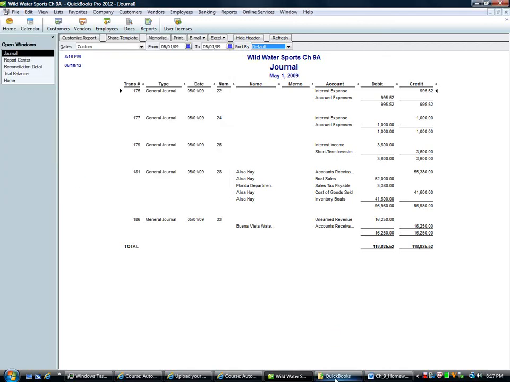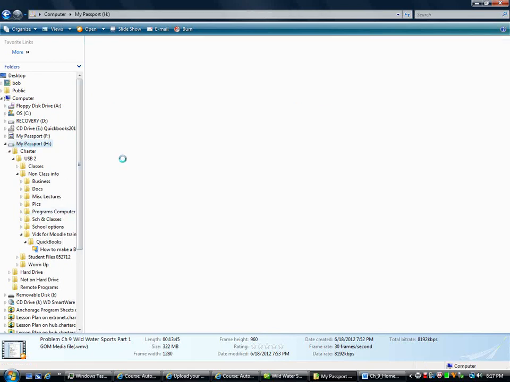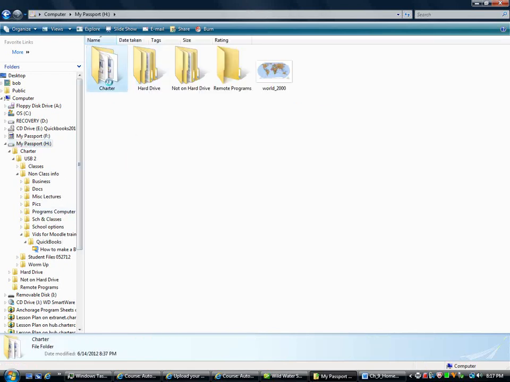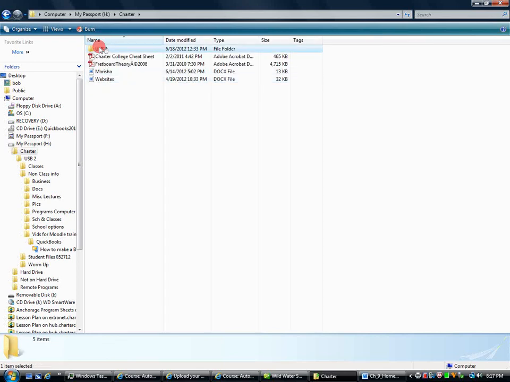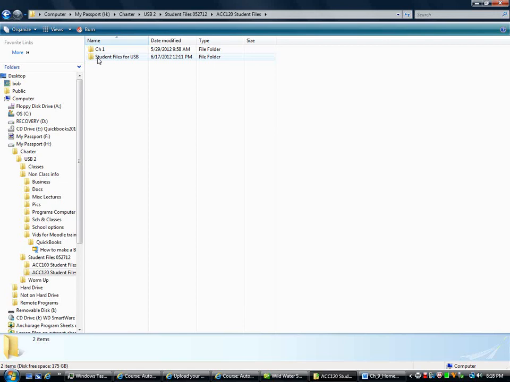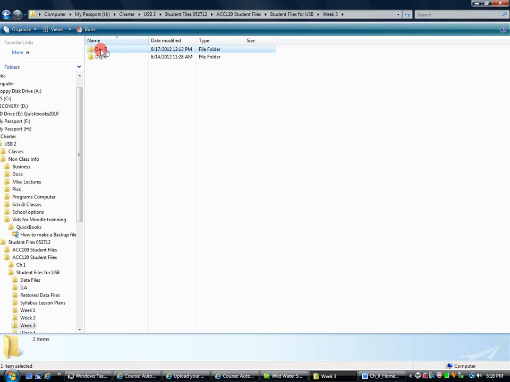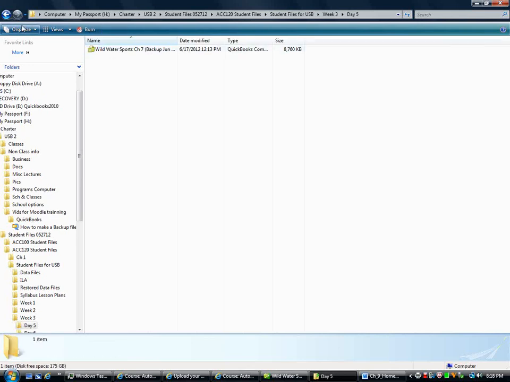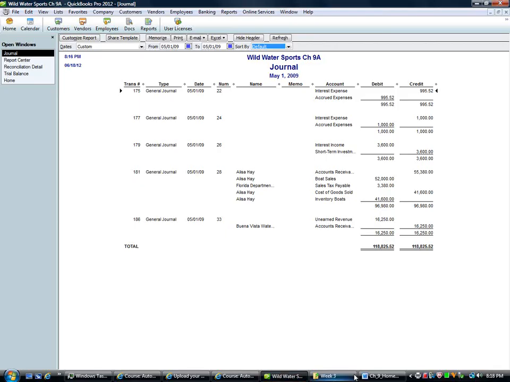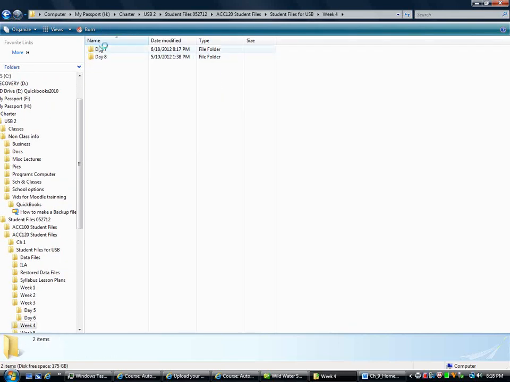Save it, and then if we wanted to find it, we would have to go to the USB. Where did we put it? USB, student files, 120, and week 3, day 5. No. Is it done saving? It's in week 4, day 7.